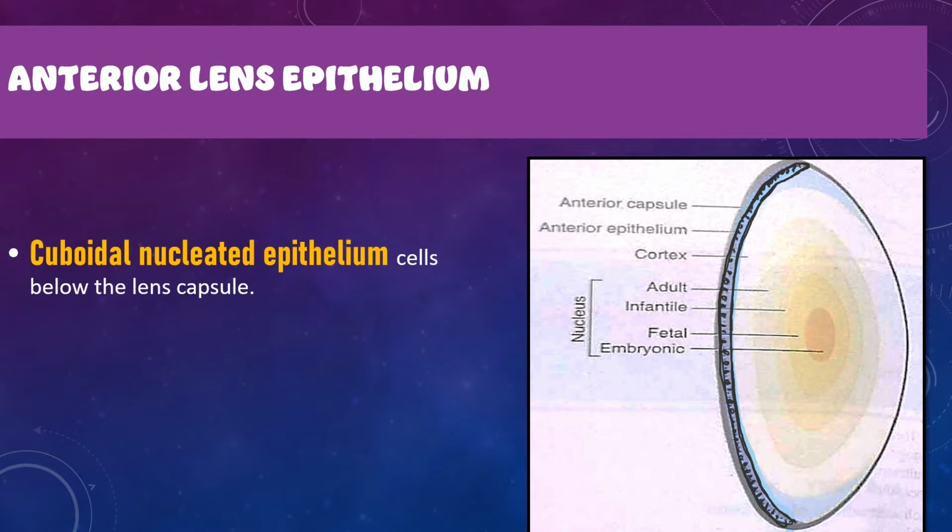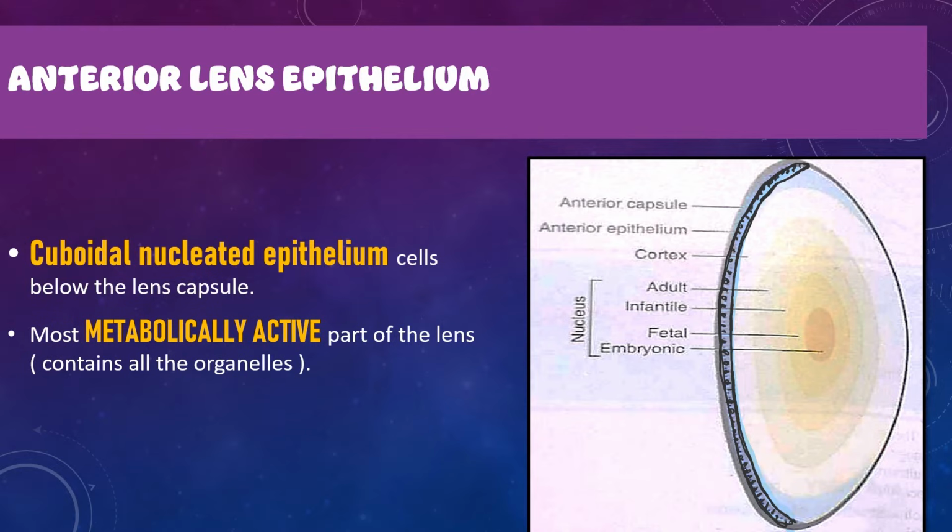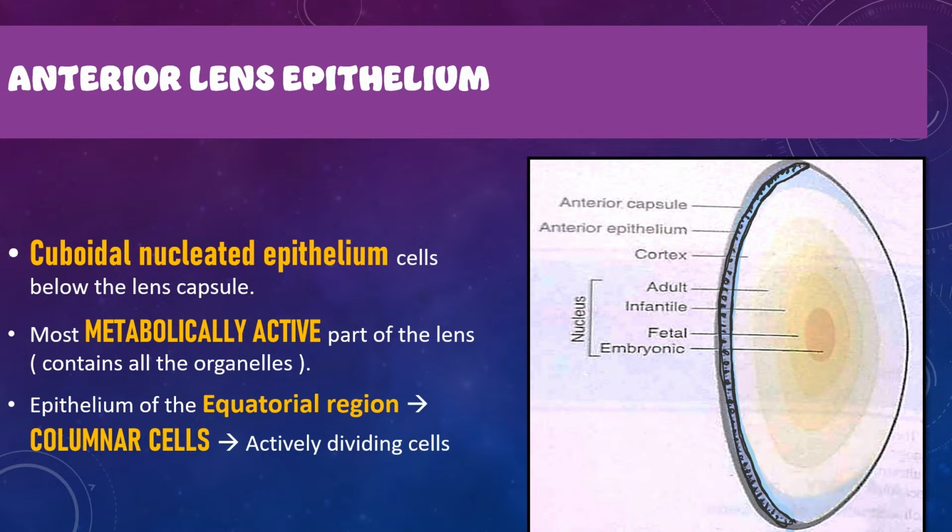The anterior lens epithelium are basically cuboidal nucleated epithelial cells, and moreover they are the most metabolically active part of the lens. They contain all the organelles. So all the metabolism, even the ATP production, happens at the anterior lens epithelium. If someone asks you which part of the lens utilizes the most oxygen, it is again the most metabolically active part, that is the anterior lens epithelium.